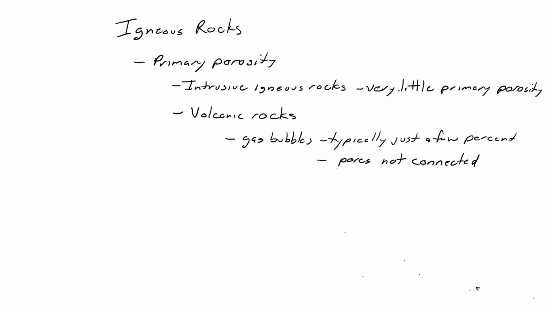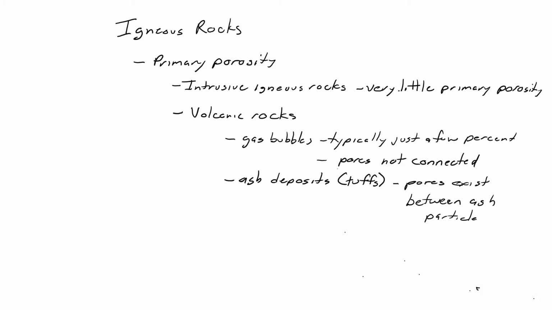Now that's for most lavas. We do have eruptions on Earth that are explosive, that can create deposits of ash. That's almost like a sedimentary rock in a way, where you have ash particles that land on other ash particles, and there can be pore spaces between the ash particles. So for ash deposits, we sometimes call these volcanic tuffs. Tuffs are rocks that are made of ash. Pores exist between ash particles.